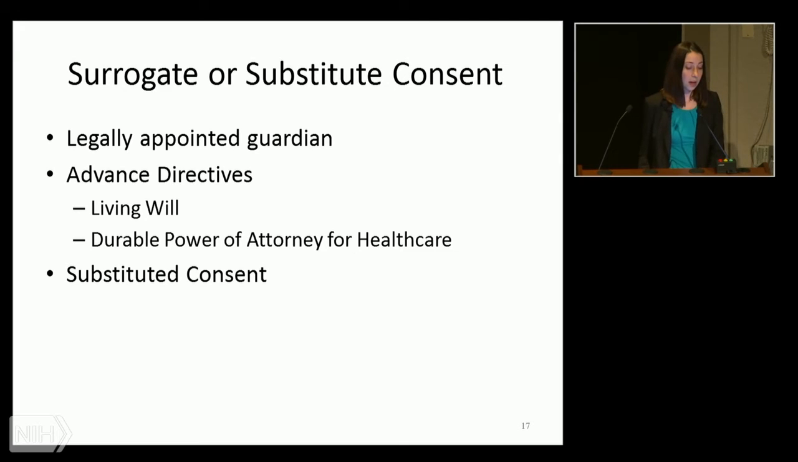The first one we'll talk about are legally appointed guardians. Then we can talk about advanced directives, and there's generally 2 types: living wills or durable power of attorney for healthcare. And the third type we'll talk about is substituted consent. A guardian, again, in the U.S., if you're over 18, there's an assumption that you're competent. If an adult loses capacity or has never had capacity by the time they turn 18 because of a developmental delay, let's say, one can petition the court for guardianship.